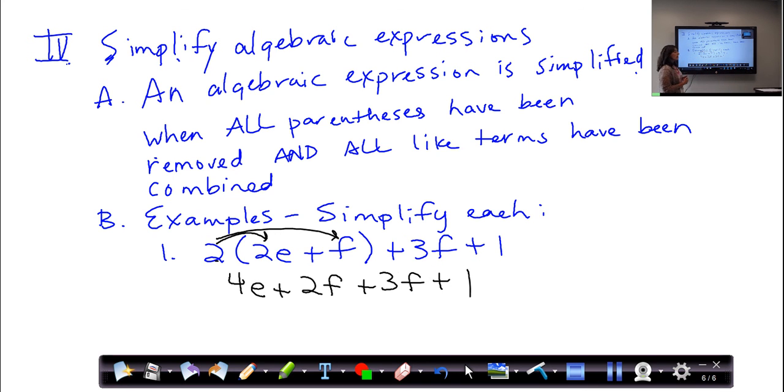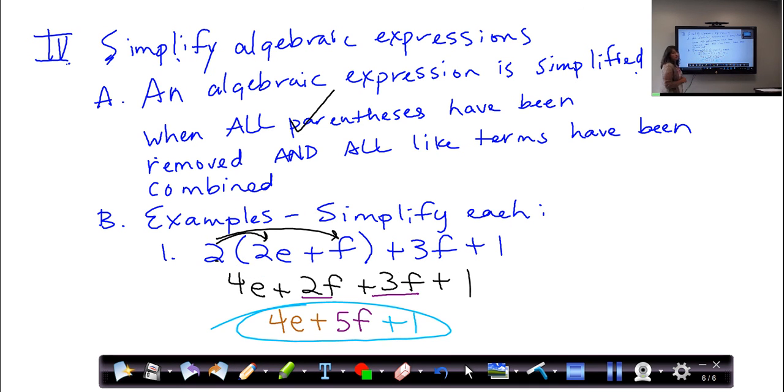Now we've got to figure out how to combine all the like terms. We have removed all those parentheses. Check. That's done. But we need to put together all of our like terms. So I see an F and an F here. Put those 2 together. 2 F's and 3 more F's is 5 total F's. But now notice that 4E won't combine with anything. And notice also that that 1 won't combine with anything. So that's as good as that one's going to get, and it's done.